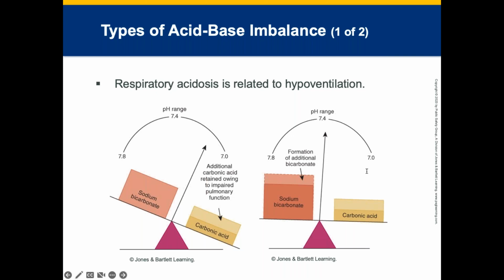The signs and symptoms of respiratory acidosis include systemic or cerebral vasodilation, headache and lightheadedness, warm flushed skin, CNS depression, slow respiratory rate, nausea and vomiting. These are all signs and symptoms and causes of respiratory acidosis.